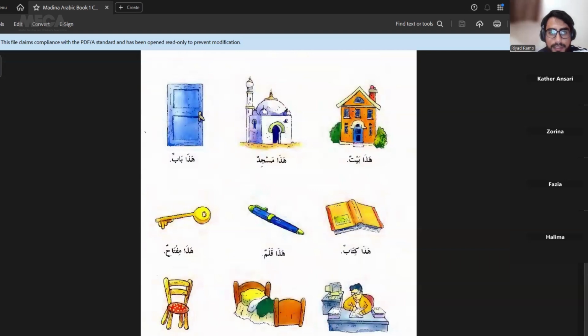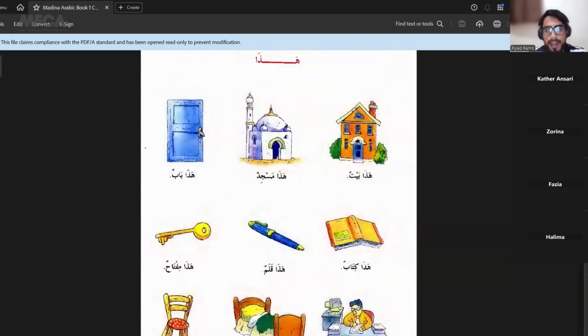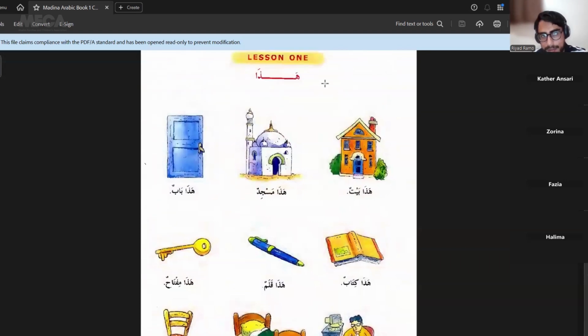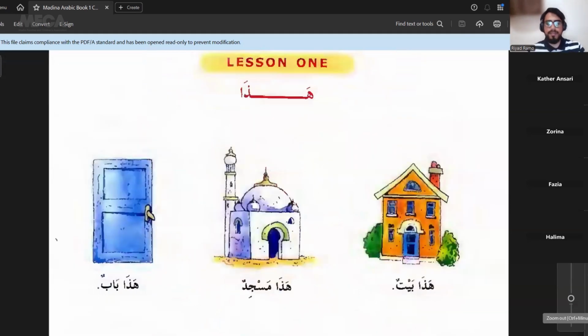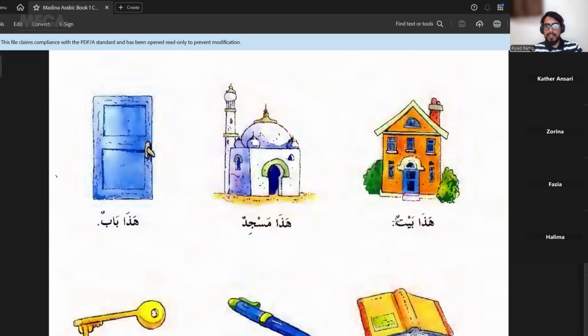No. All right. So chapter 1, we talked about hada. This and this. We're talking about only singular masculine. Hada is referring to singular masculine words. So for example, hada baytun, this is a house. Hada masjidun. Hada babun. All these words are singular and masculine.